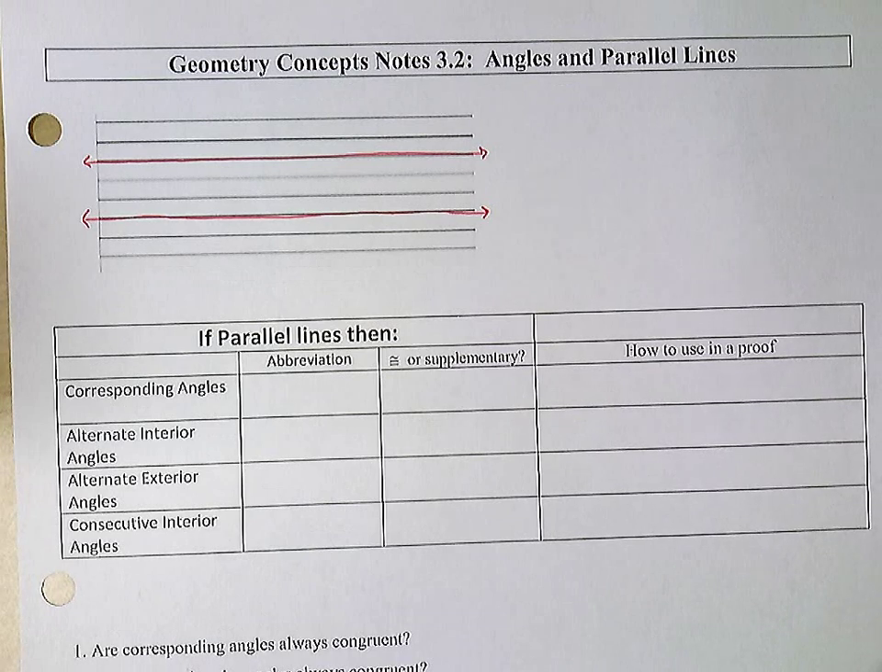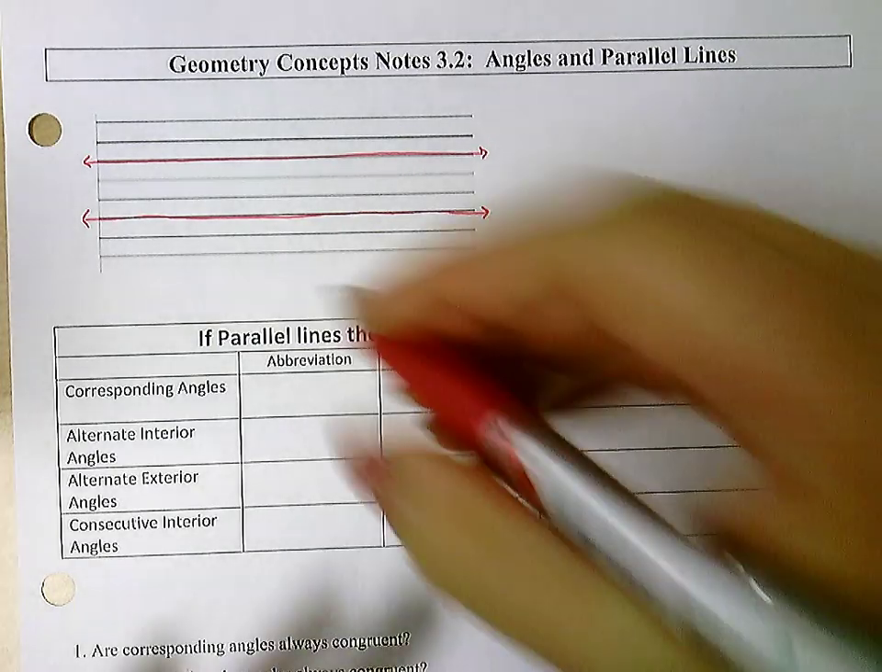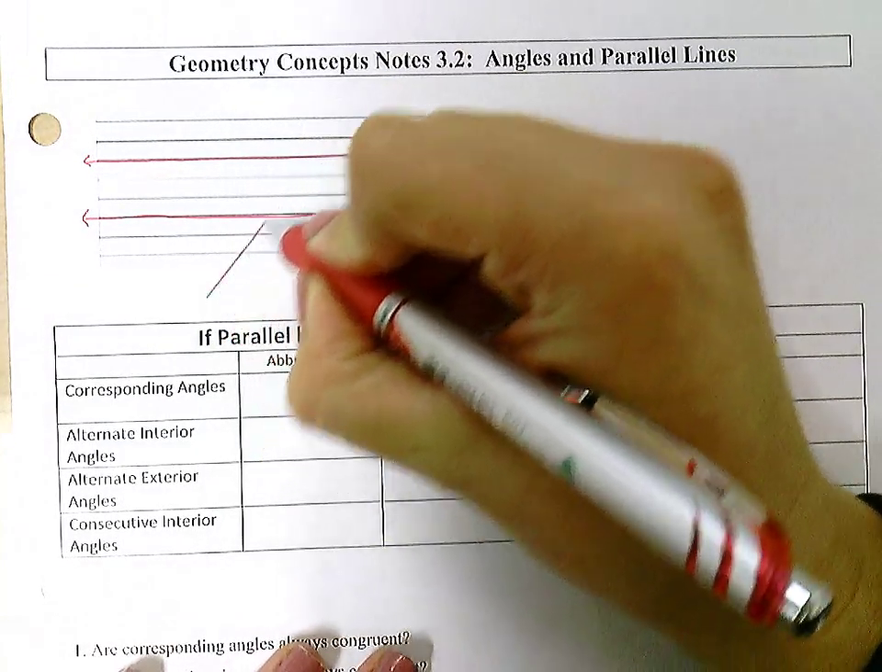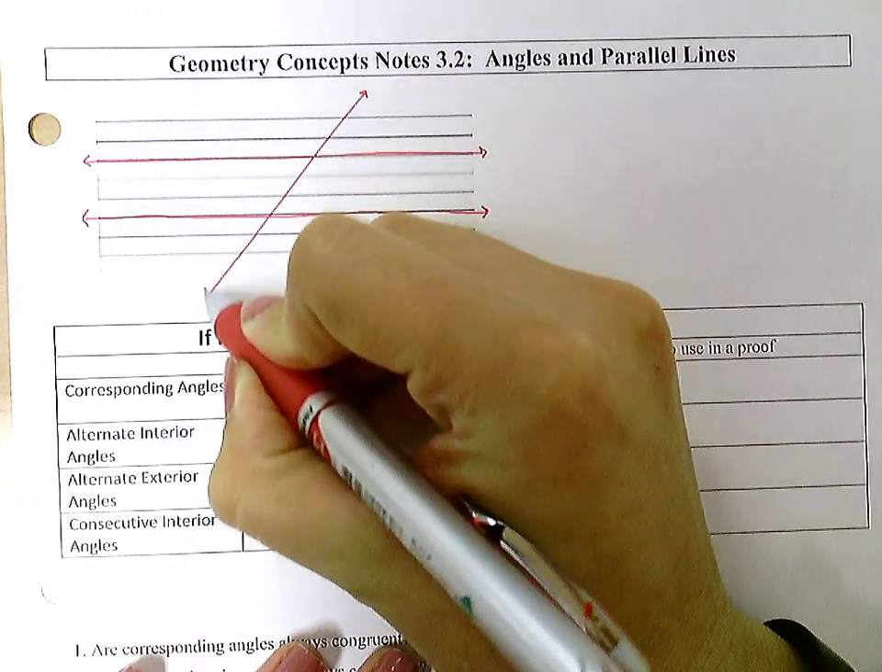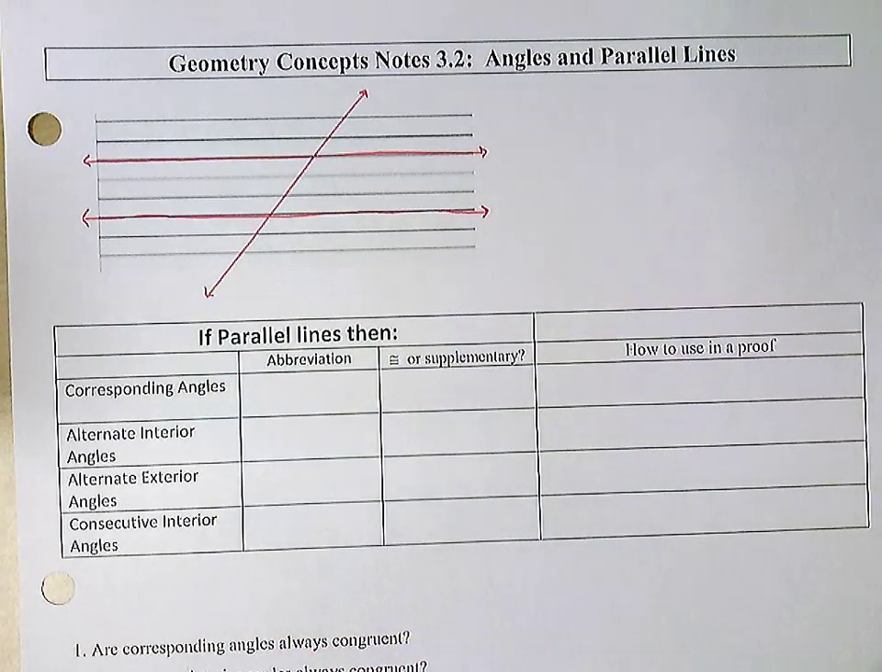Next, I'm going to draw in what's called a transversal. Okay, so a transversal is a line that cuts through both of those other lines. So this would be my transversal.